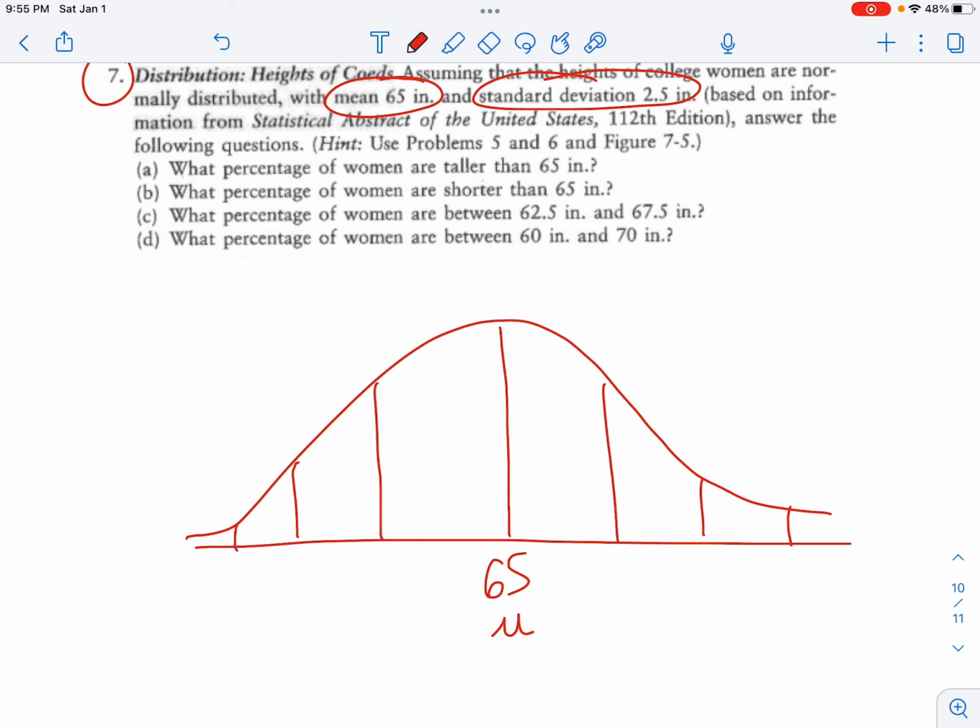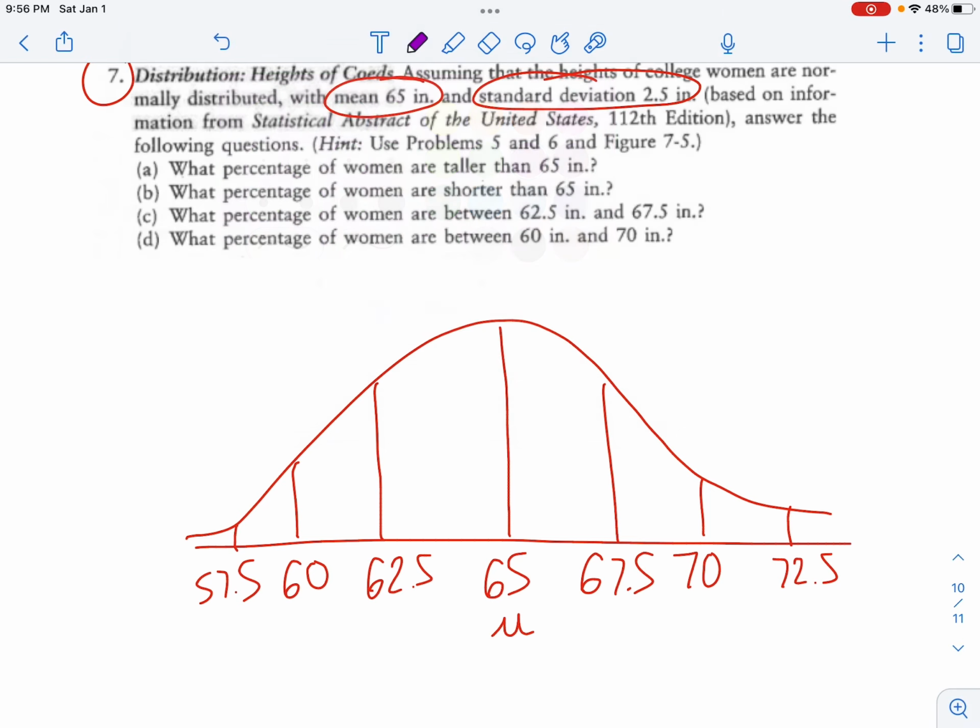And then you're going to add the standard deviation 3 times to the right. So add 2.5. So 67.5, 70, and then 72.5. And then do the same thing to the left, but subtract it. So subtract 2.5, subtract 2.5, subtract 2.5. And there you have everything that you need to answer all the questions.